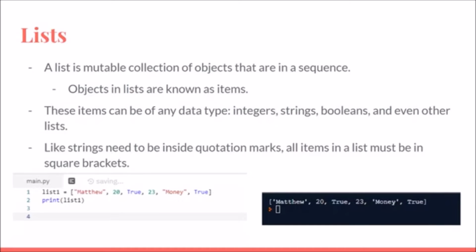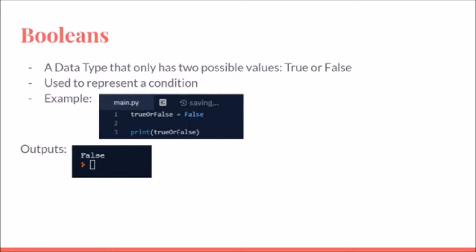With Booleans, they're a value that only has two possible values, true or false. So yeah, it represents two possible values, true or false, and it represents a condition, and they're used with if statements, which we'll learn tomorrow. And in the example, you can see that you can set it to false, and it'll print false. But I want to show you the difference between a Boolean and a string.